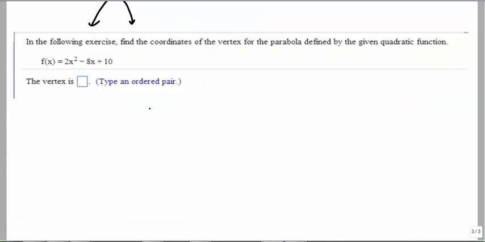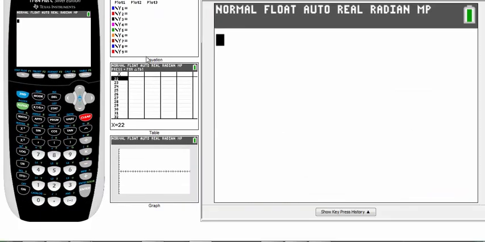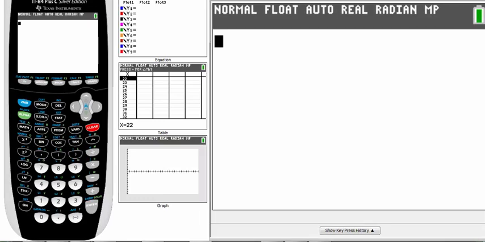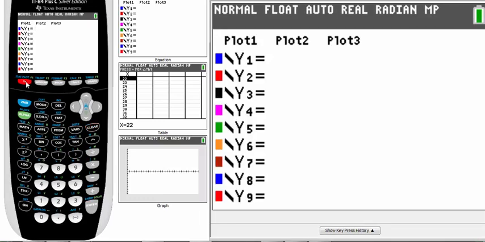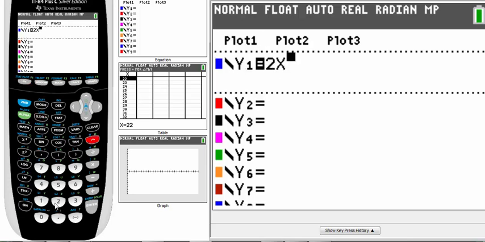I want to graph this first. So this is already ready to graph, 2x squared minus 8x plus 10. So let's go ahead and pop our calculator in here. So y equal. So we have our 2x squared. So 2, here's our variable, 2x squared, okay, minus 8x plus 10.